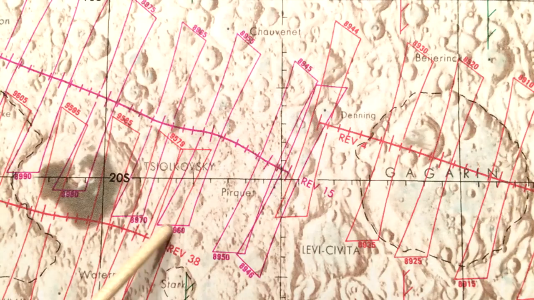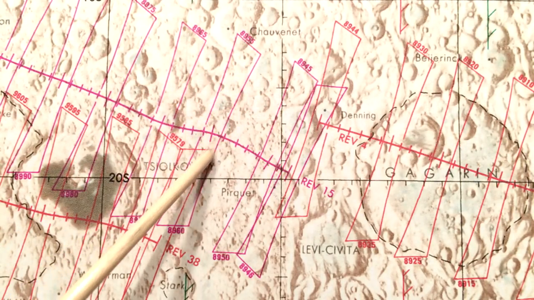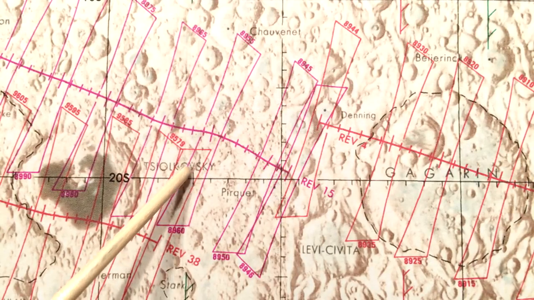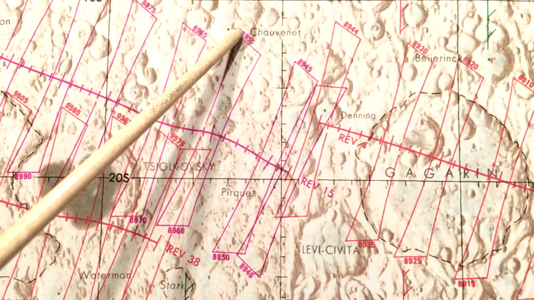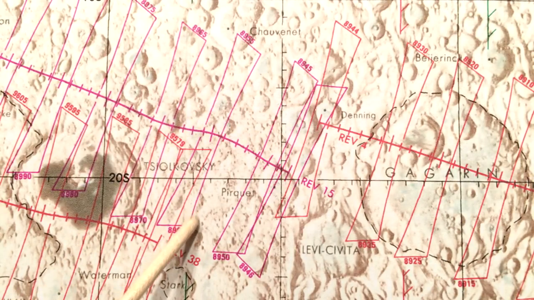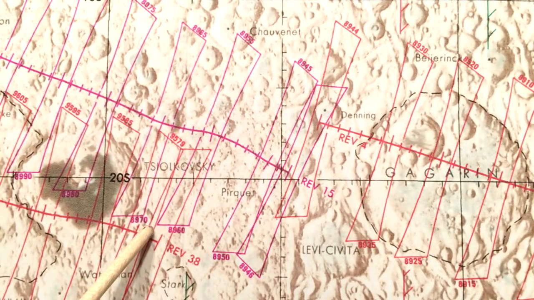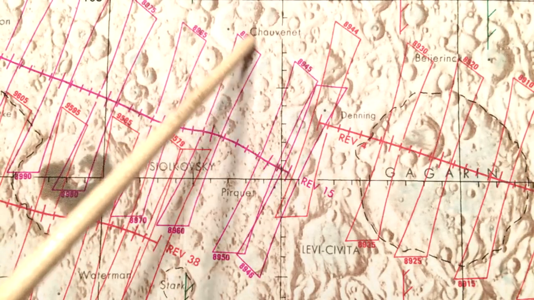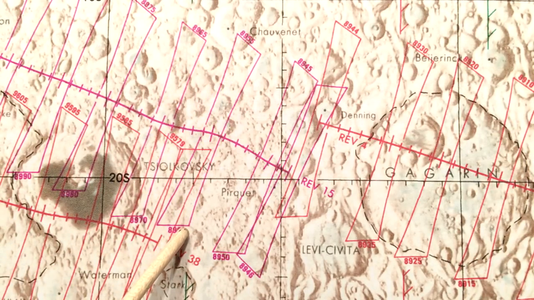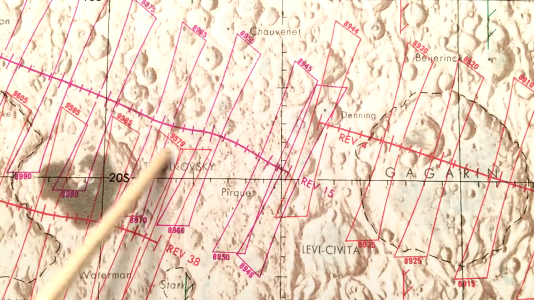Now I say similar because these shapes are not rectangles, are they? They're a little wider on this side than they are on this side. And these are not right angles. This is due to the fact that the camera in question was not pointed directly straight down at the ground when the pictures were taken.